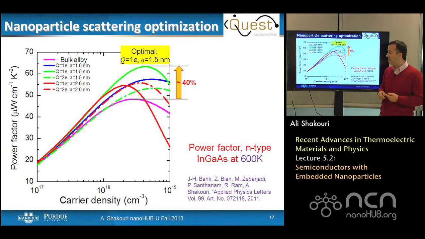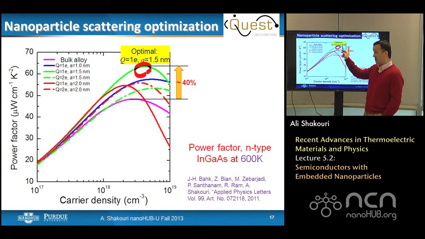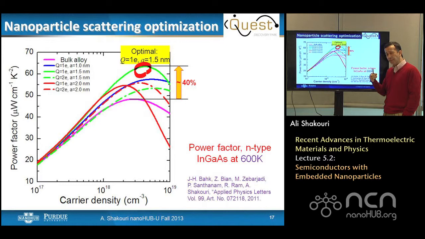Here are the parameters changing the nanoparticle radius from 1 nanometer to 2 nanometers, and then changing how many electrons come from these nanoparticles. And you can see the best case is when the nanoparticle has a radius of 1.5 and they give one electron. Why the fact that nanoparticles give one or two electrons should have this much impact on improving the power factor has to do with this picture.